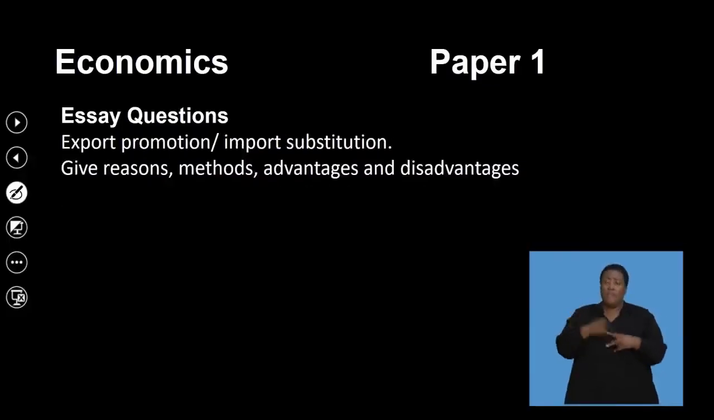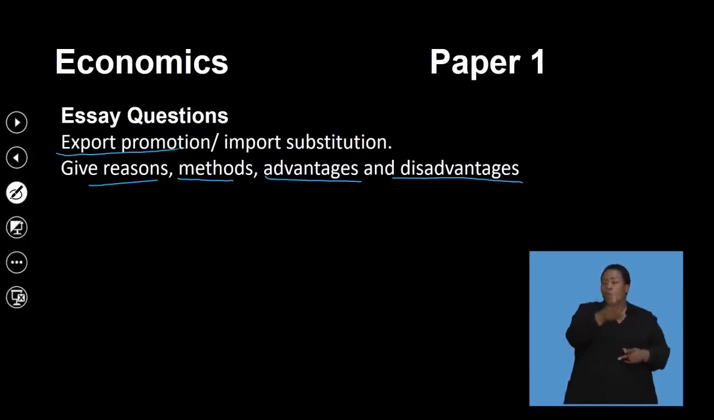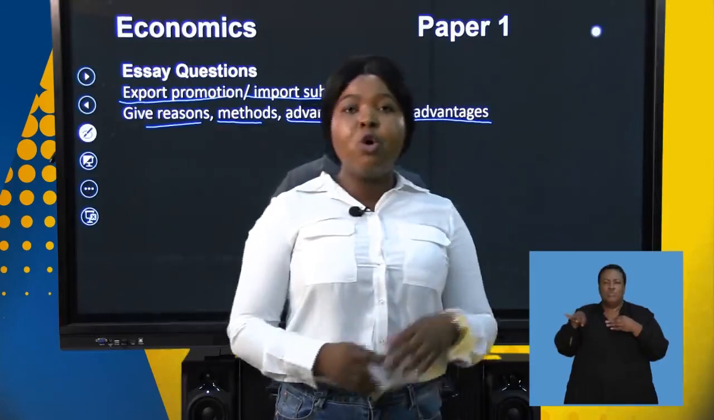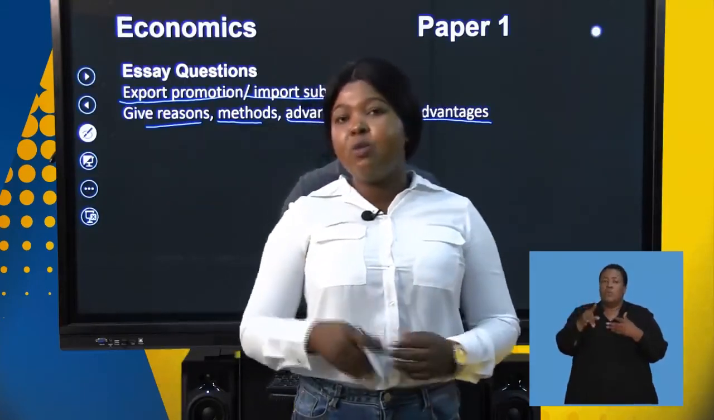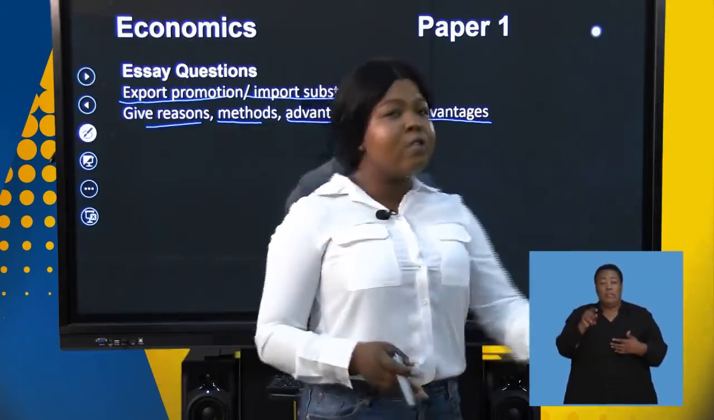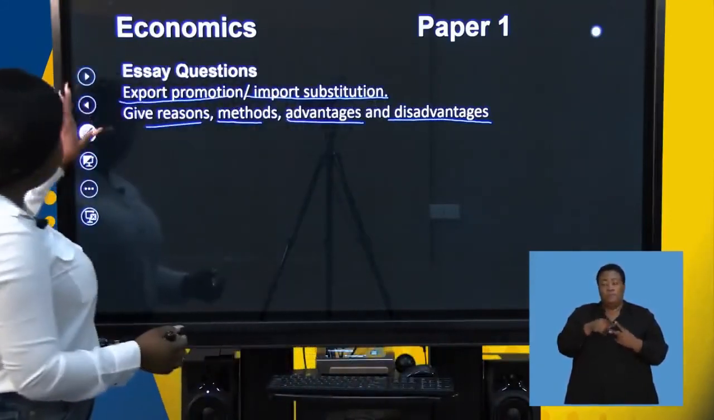Then the final one is export promotion, import substitution. This one you might be asked to give reasons, methods, advantages, and disadvantages there. They normally are going to ask you either export promotion or import substitution. The 2019 paper had export promotion, so you might expect anything there. You might get import substitution, or export promotion might come again.